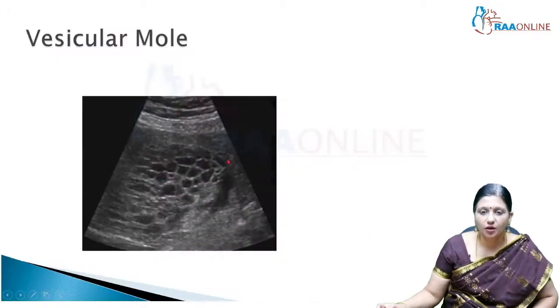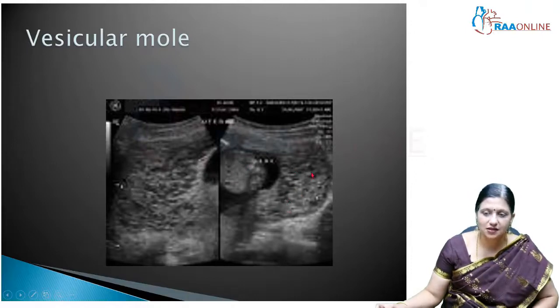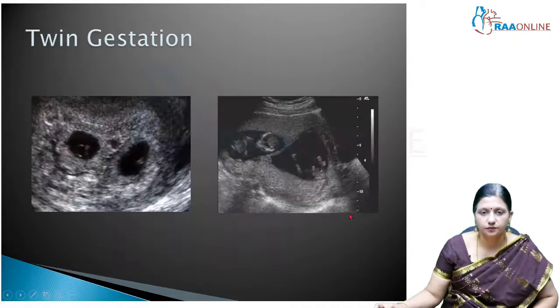This is a snowstorm appearance in a molar pregnancy, where we do not see any fetal pole. So this is a complete mole. This is again a vesicular mole, and sometimes a fetal part is seen here, so this is an incomplete mole. This is the degeneration of the chorionic villi with cystic fluid-filled spaces resembling a snowstorm. This is a partial mole.